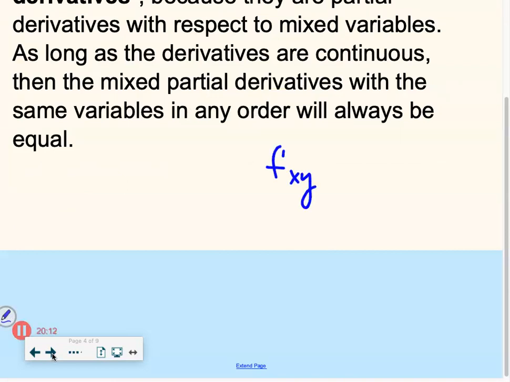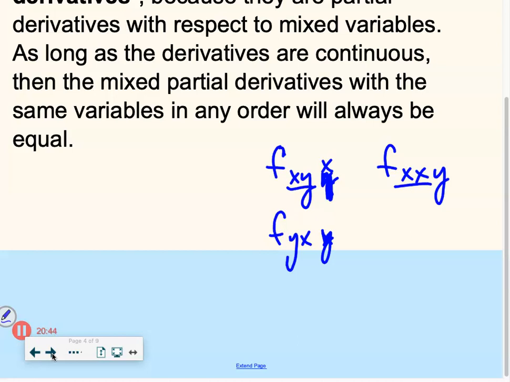Let's just think about it. If f sub xy and f sub yx are the same, then f sub xyx and f sub yxx have to be the same, because f sub xy and f sub yx are the same, right? The same thing, f sub xyy and f sub yxy have to be the same. But f sub xxy doesn't have to be the same as xyx, because this and this aren't the same. You're doing a partial y.